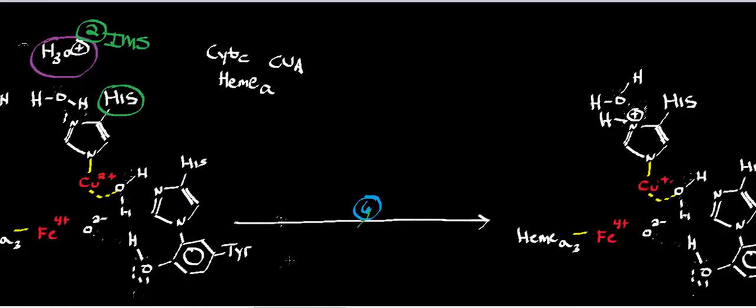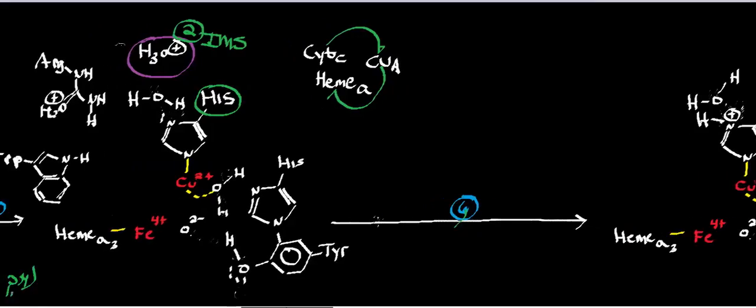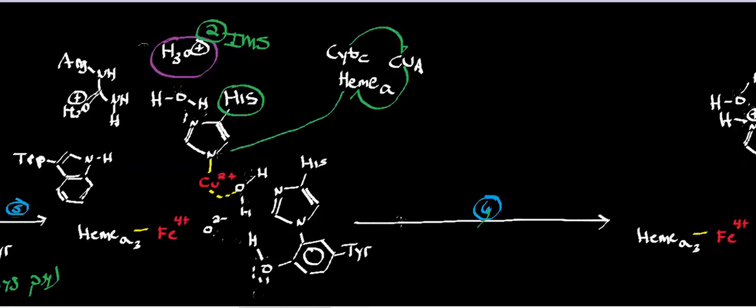So now what's going to happen is we're going to get a series of electron transfers. Cytochrome C, or we'll call it in this state ferrocytochrome C, is going to transfer an electron to copper A, which transfers it to heme A. Scrolling back a little bit, then that goes to heme A3, and then that's going to go to copper B.